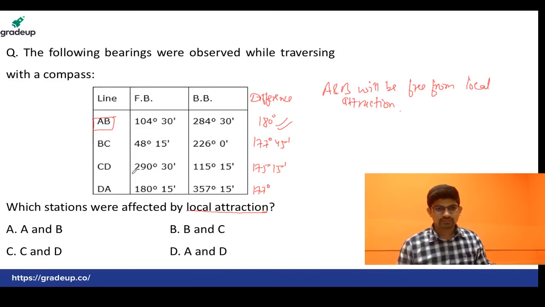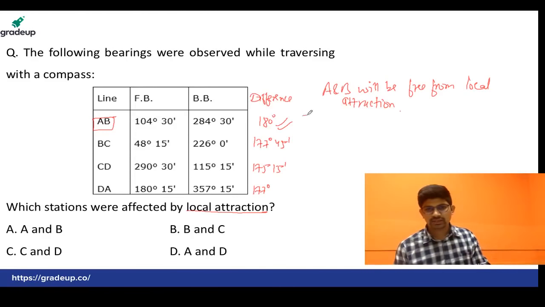Now other than these, for C and D, the differences are not equal to 180 degree. So we can deduce that C and D are affected by local attraction.